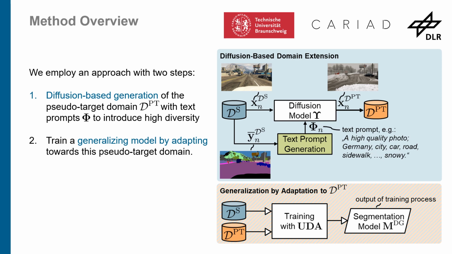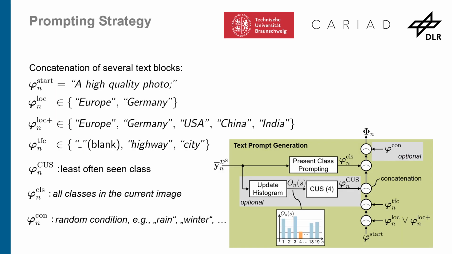The way we are creating the text prompts to steer the image content is of particular importance in this case. To create diverse and relevant descriptions of the image content, we employed the following strategy. Each prompt consists of different text blocks that are concatenated. We concatenate a start block, a location block, a traffic location block, and 2 class blocks, as well as an environment condition block. Each text block can be chosen from a list of options. This way we achieve a high variety in the descriptions that we create for the text prompt.